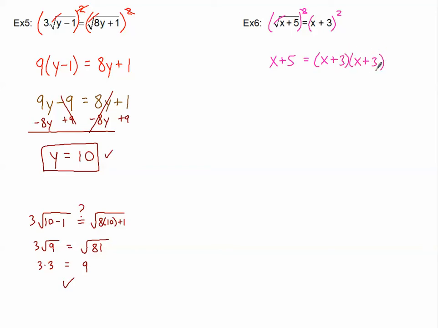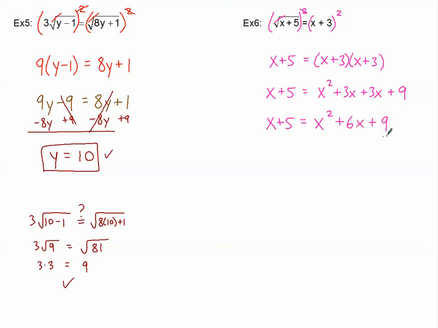This is going to be a FOIL problem. You cannot just square individual pieces. That does not work. So we have to do our FOIL. So let's see what we have here. We have the x plus 5. And here my first terms give me x squared. My outer terms give me 3x. My inner terms give me another 3x. And my last terms give me 9. We've FOILed plenty of times. Let's get our like terms together. We got x plus 5 still. This is x squared plus 6x plus 9.